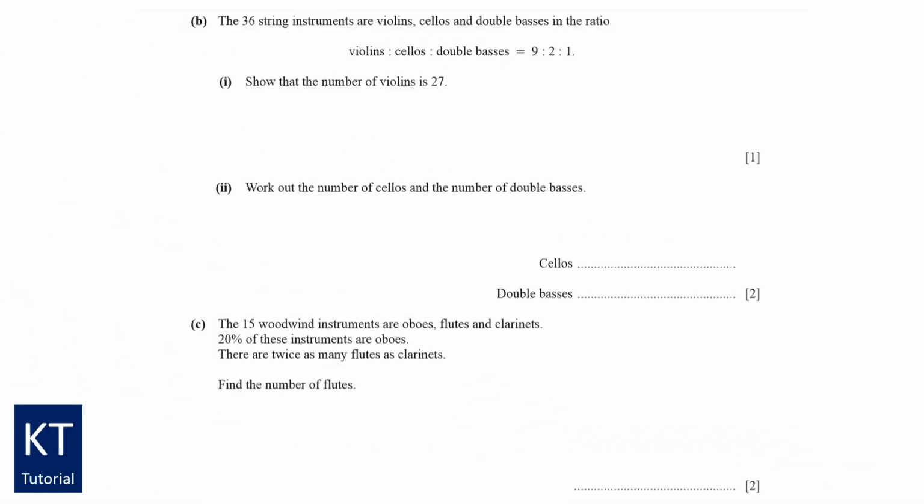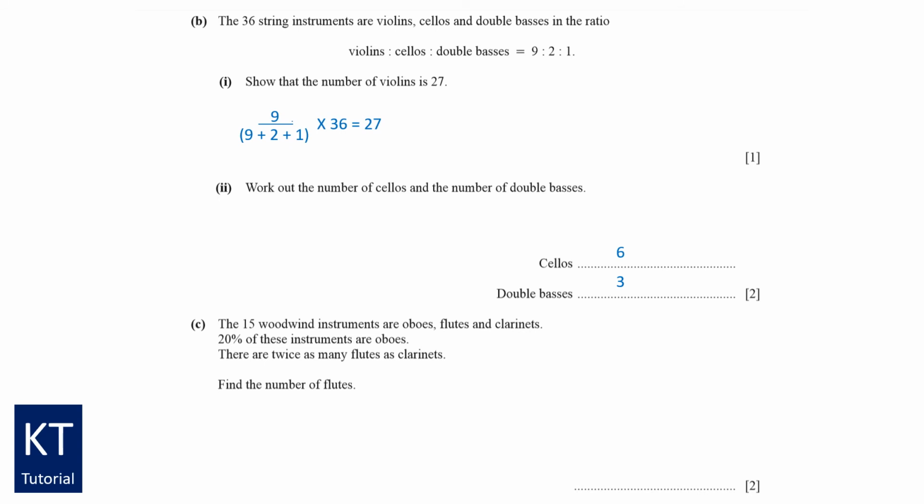3b. The 36 string instruments are violins, cellos, and double basses in the ratio of 9 to 2 to 1. Show that the number of violins is 27. You do this by taking the part representing the violin, which is 9, the whole being the sum of all the ratios, and multiply this by the number of string instruments. You should arrive at the answer 27. Next, work out the number of cellos and the number of double basses. The math should get you to 6 and 3 respectively.